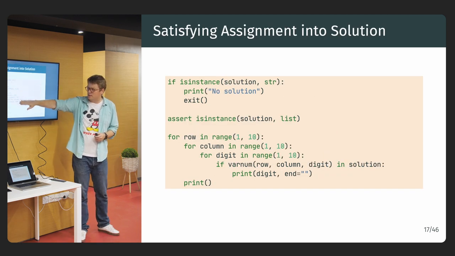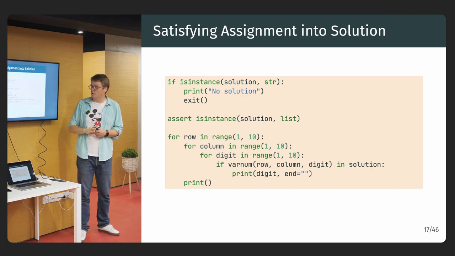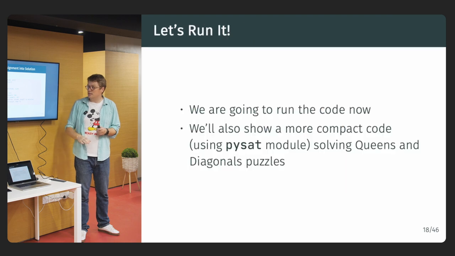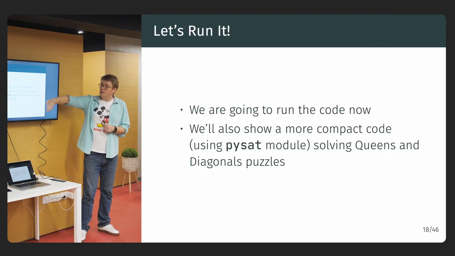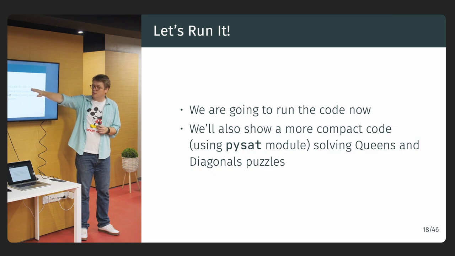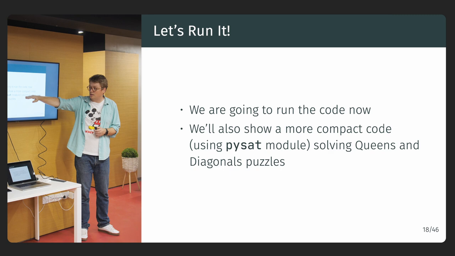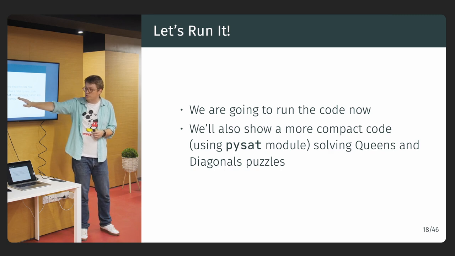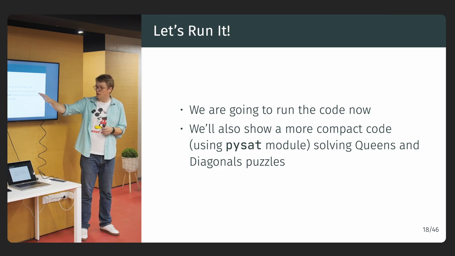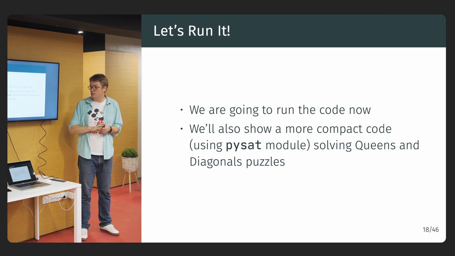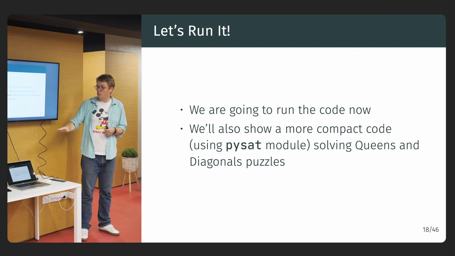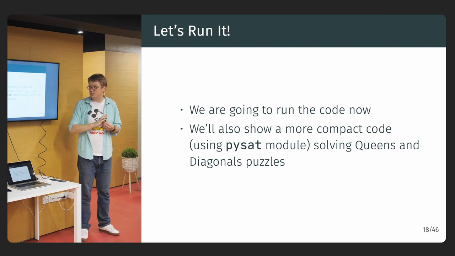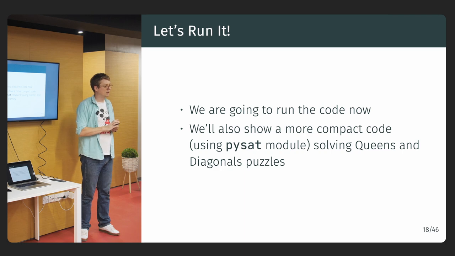Let me probably skip it. This is just for printing the output. Let me just better show you in the IDE. So I'm going now to run the code on my laptop in the IDE. And right after this, I will show you some more compact code which solves the other two puzzles, namely the Queen's puzzle and the Diagonals puzzle. So before I switch to the IDE, could you please let me know whether there are any questions?